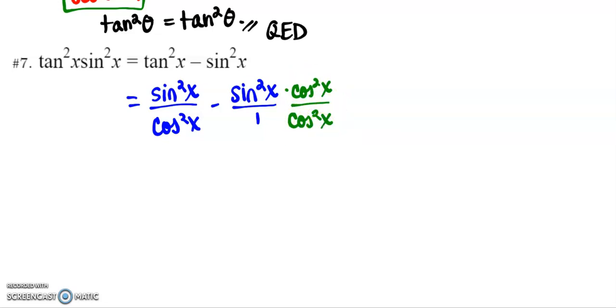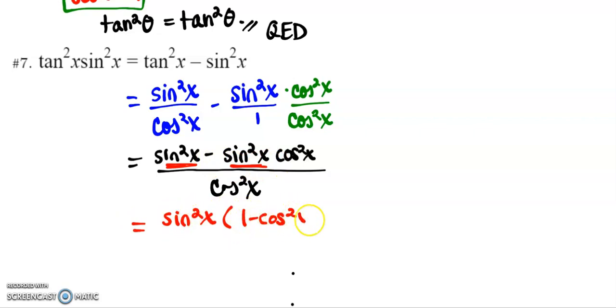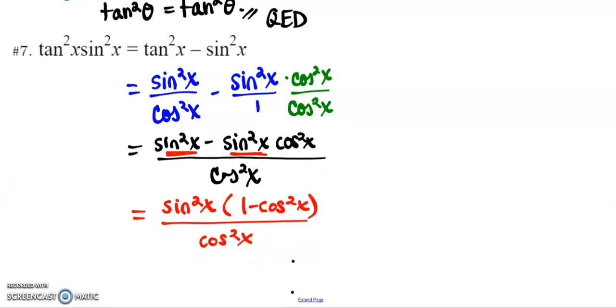Okay? Now the reason why I'm doing this is because it's a lot harder, in my opinion, to break tangent squared up and apart into two things subtracted than going the other way. So anyway, sine squared of x minus sine squared cosine squared. I'm looking at a GCF in my numerator, right? I've got sine squared in both of those terms. So I'm going to pull that sine squared of x out, and I'm going to have 1 minus cosine squared x left over cosine squared of x.